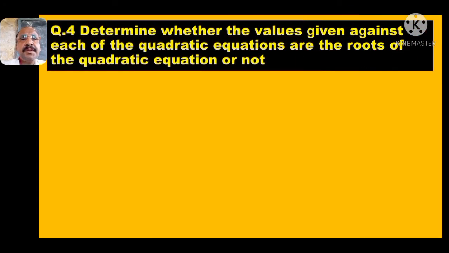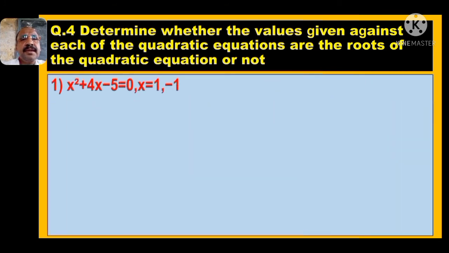Now question number 4. Determine whether the values given against each of the quadratic equations are the roots of the quadratic equation or not. Here the first one, x square plus 4x minus 5 is equal to 0 and the value of x is equal to 1 or minus 1. First we substitute the value x is equal to 1 in the given equation.